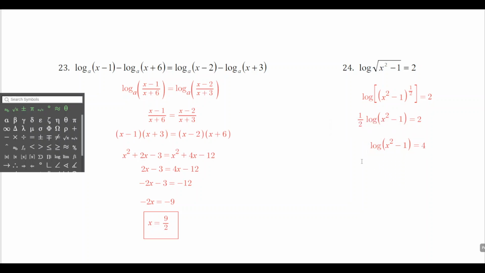All right, now I can use the inverse property to rewrite this as x squared minus 1 equals, oh goodness, 10 to the 4th? You serious? Okay. Did I miss something there? No. Swear. Yeah. Okay. So I get x squared equals 10 to the 4th is 1 with 4 zeros. So if I subtract 1, that would be 9,999.